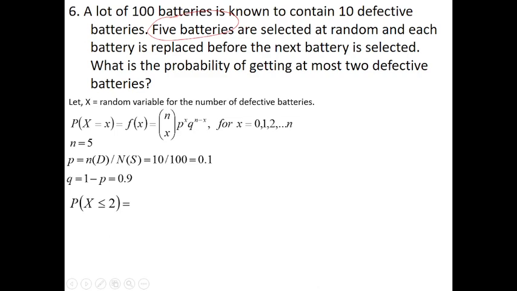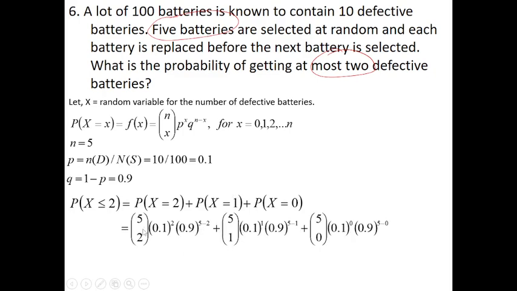What is the probability of getting at most 2 defective batteries? That means our random variable x is less than or equal to 2. When we say at most 2, it means the maximum is 2 or it could even be lower than 2. So, that is the interpretation. That means the probability that x equals 2 plus the probability that x equals 1 plus the probability that x equals 0.